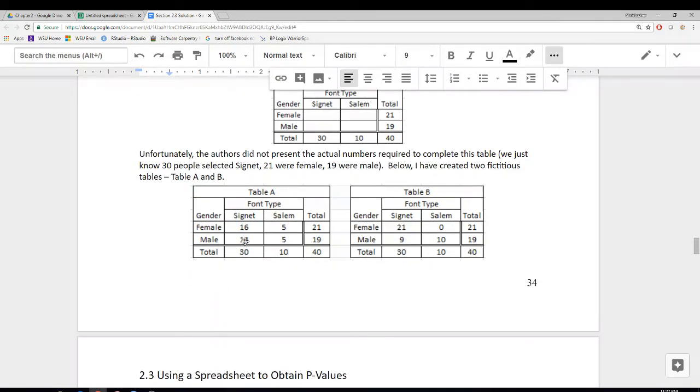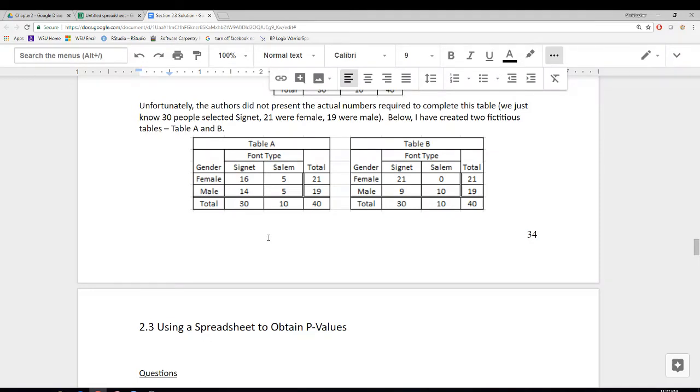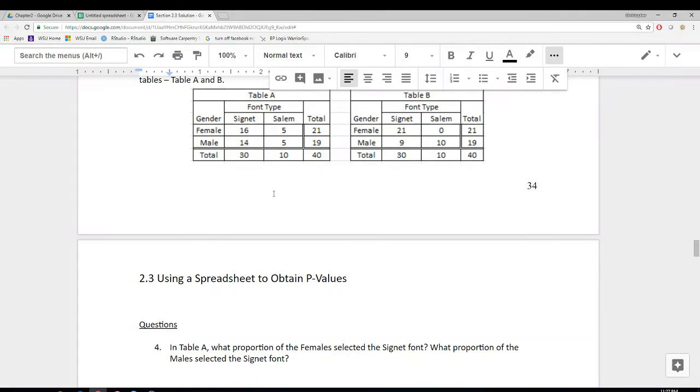So let me create a couple of tables here, Table A and Table B. In Table A, I had 16 females pick the Signet font and 5 females pick the Salem font, so a 16-5 breakdown. For the males, we had 14 that picked the Signet font and 5 that picked the Salem font, to get up to 19 males. 16 plus 14 is 30, and that's the 30 individuals that picked the Signet font.